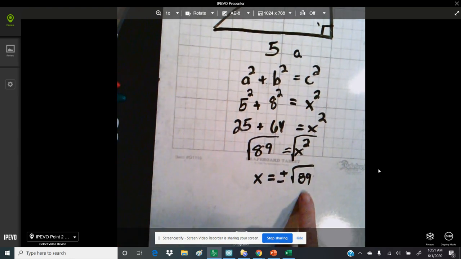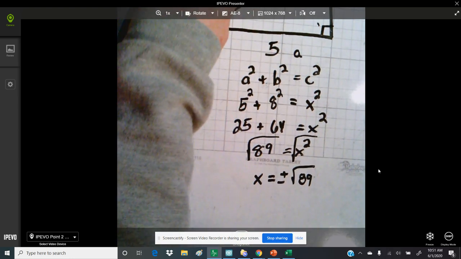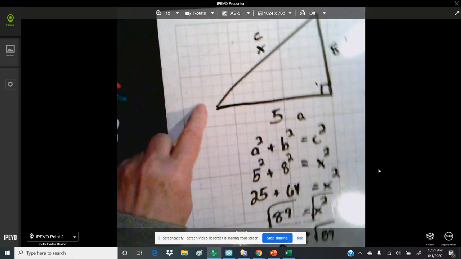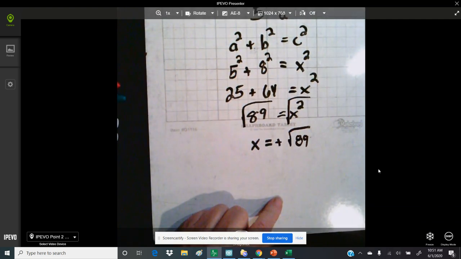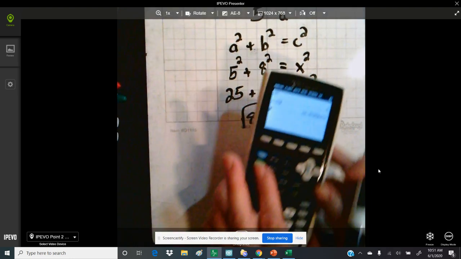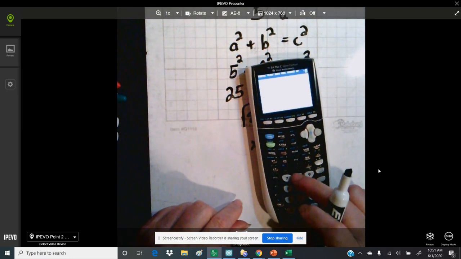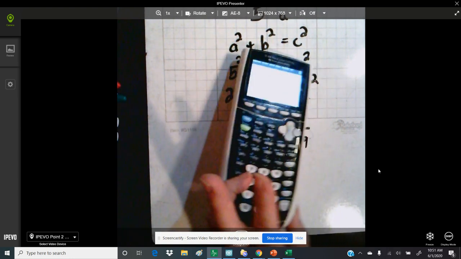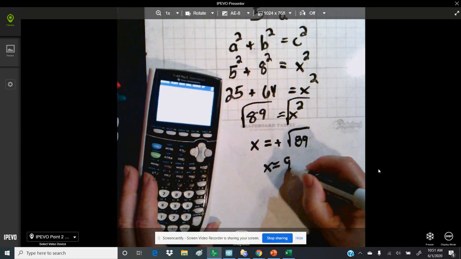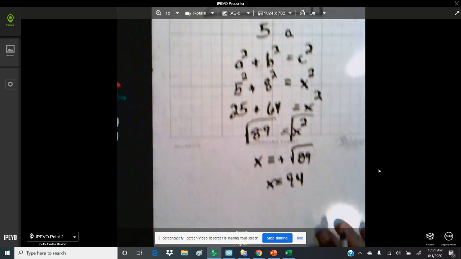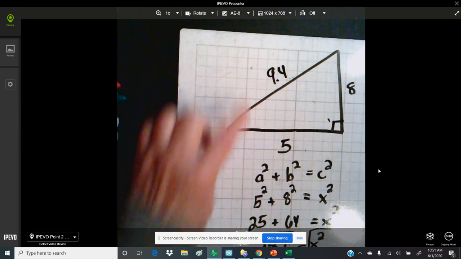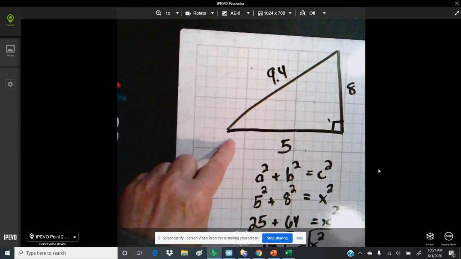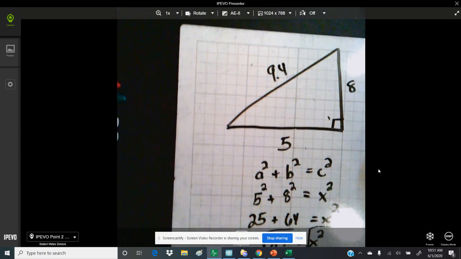Anytime you have a square, you have two answers. But since I'm solving for the side length of a triangle, this will never be negative. So I can just throw away the negative answer and keep the positive answer. I'm just going to go to my calculator and type in the square root of 89 and hit equals, and I'm going to round to one decimal place, so 9.4. And it's always a good idea to check to see if your answer makes sense. If this is 9.4, it's the hypotenuse of the triangle, so it should be the longest side of the triangle, and you can see that it is. Let's try another example when we're not solving for the hypotenuse, however.